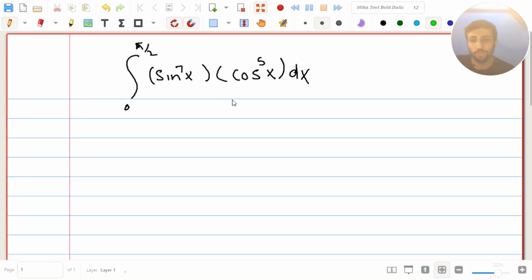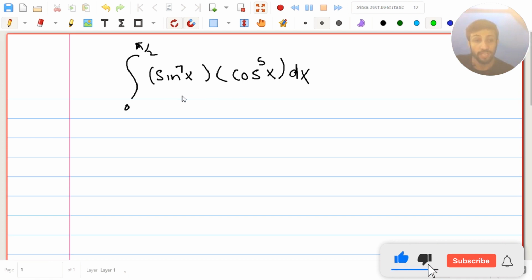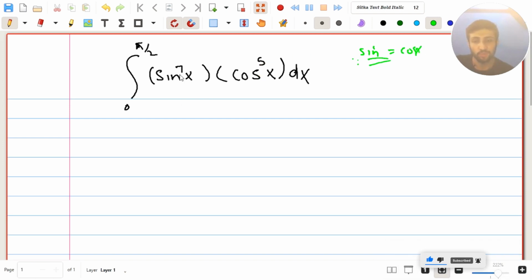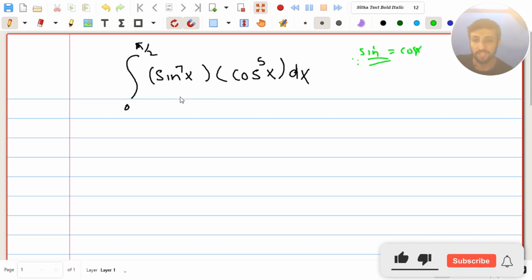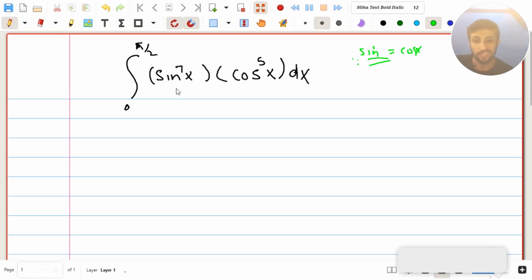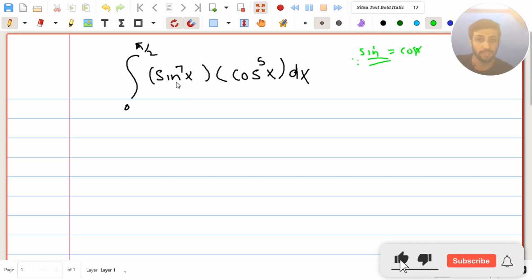So I need to integrate sin 7x times cos 5x over the interval 0 to pi over 2. When I look at this integral, I see that the derivative of sin x is cos x. So I need to rearrange this integral in such a way that I am left with sin x and the other factors are simply cos x.